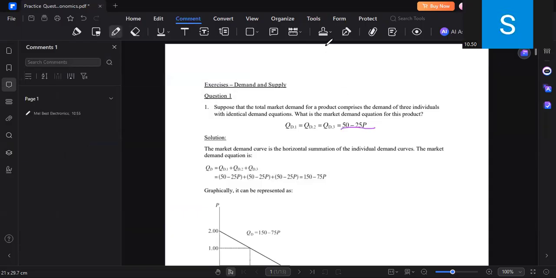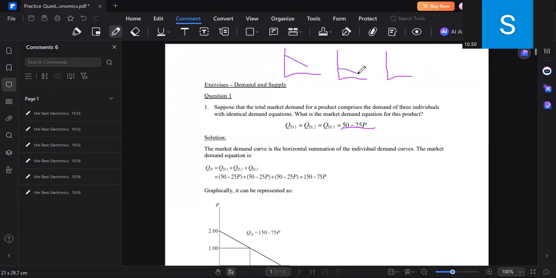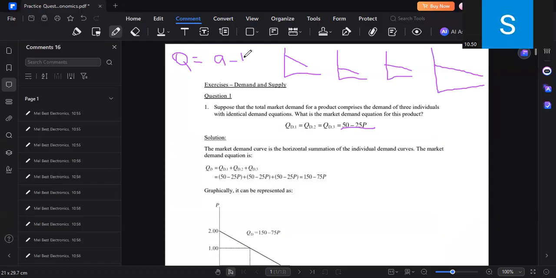So we know that demand is what? Downsloping. If an individual has a demand which is like this, another one has a demand which is like this, another one could have a demand which is like this. When you total up, what we get is called the market demand. And generally, market demand is made up of different demand curves. So the demand curve is given by Q is equal to A minus BP. This is the demand equation.